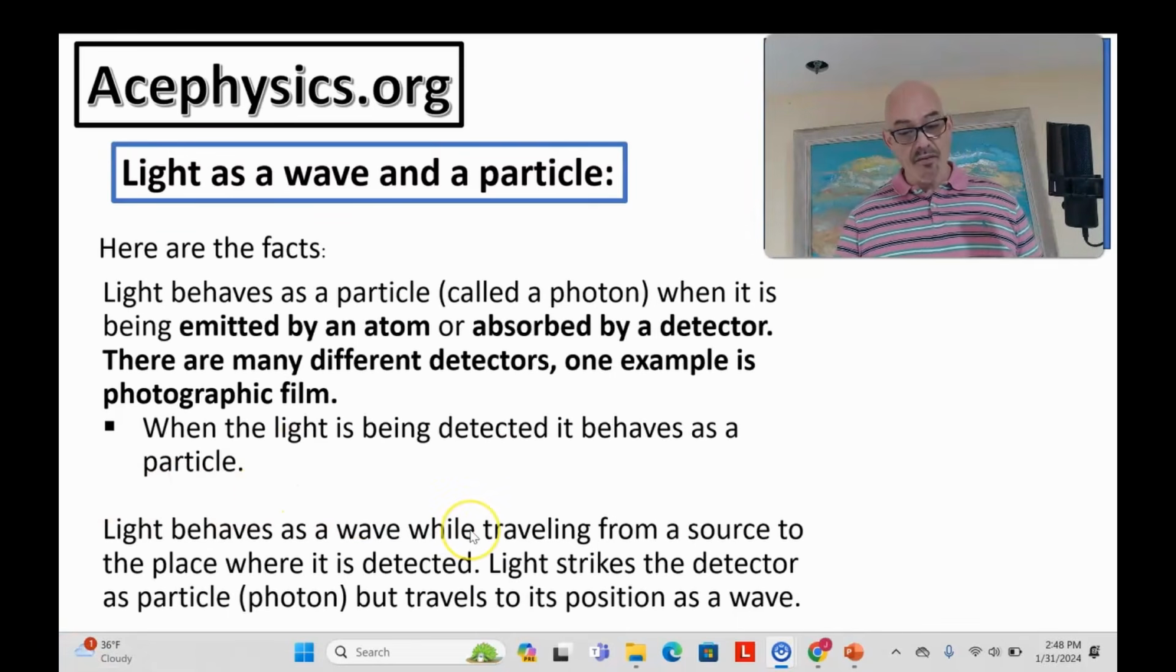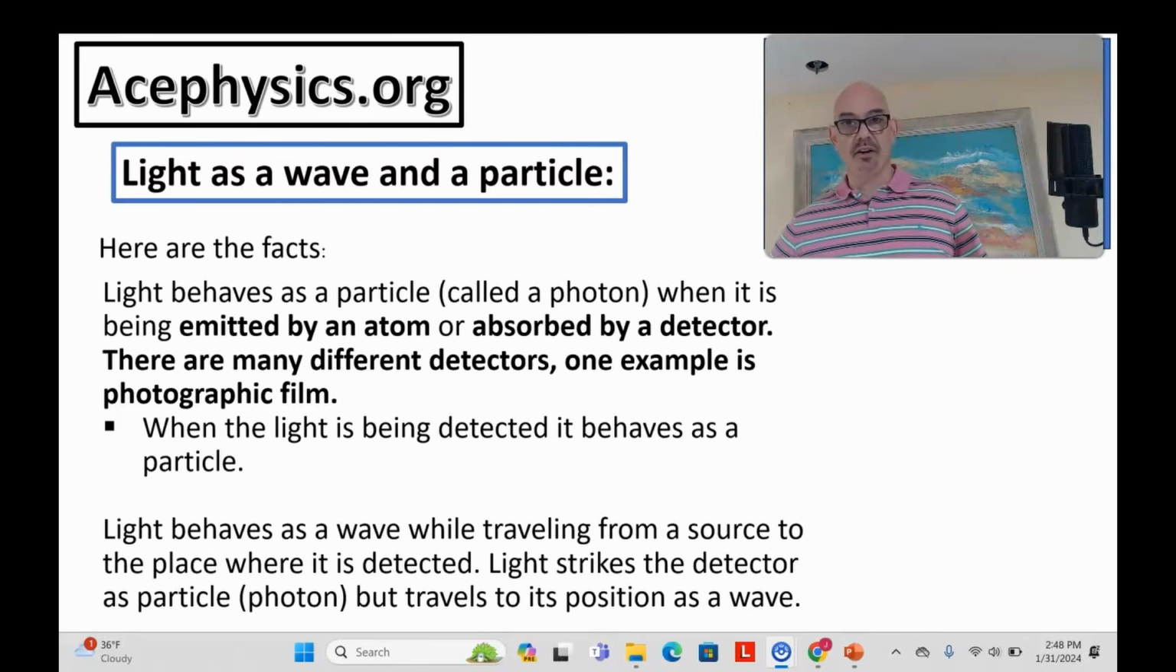Light behaves as a wave while it's traveling from the source to the place where it's being detected. Light strikes the detector as a particle, but it travels to the detector as a wave.